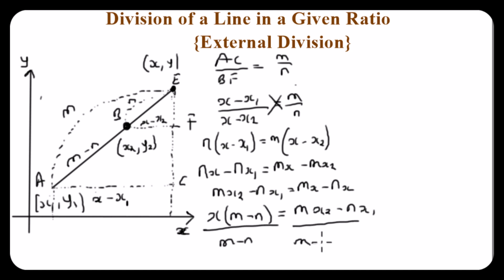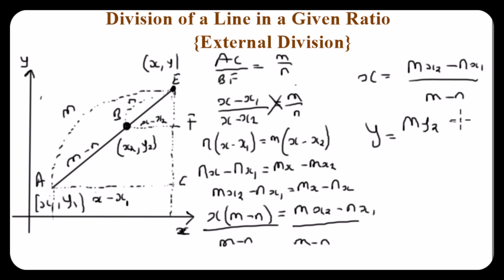So also this one, m minus n. And you see that our x here will be equal to mx2 minus nx1, everything divided by m minus n. Now that we've gotten the coordinates for the x value, we definitely know that the coordinate for the y value should simply be y equals my2 minus ny1 all over m minus n.